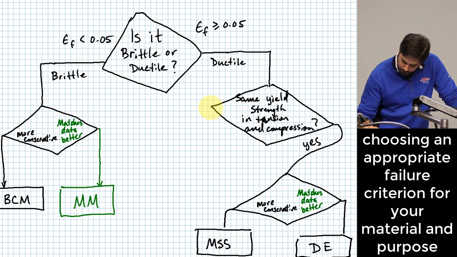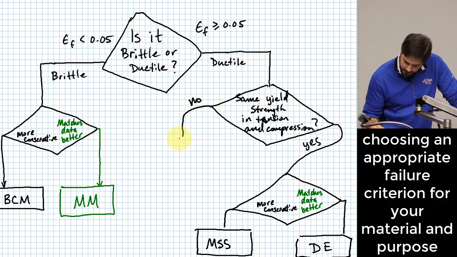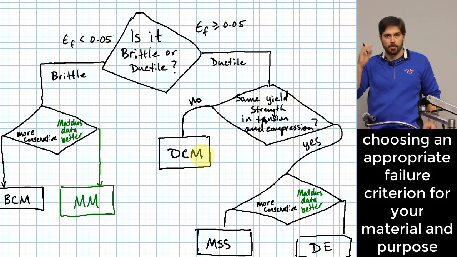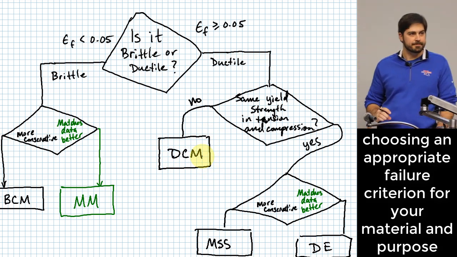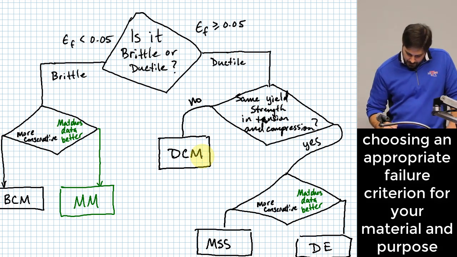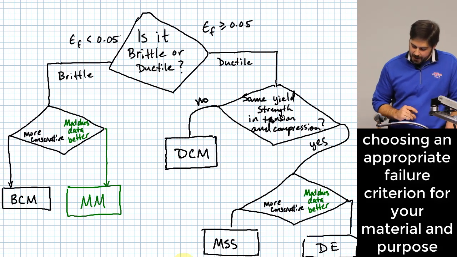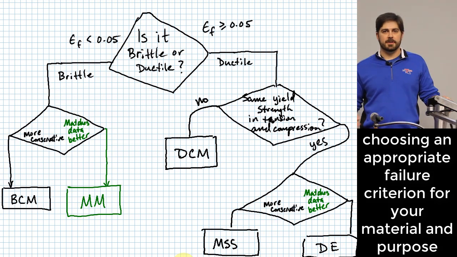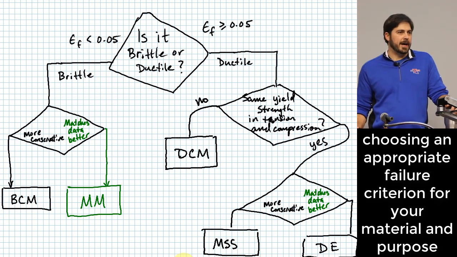Okay, what if we do not have the same strength properties over here? Okay, yeah, DCM. Right? Ductile Coulomb Mohr, because remember, we're over on the ductile side of the whole question. Okay? And so if you're trying to decide on one of these criteria, this is one way that you can figure through that and figure out which one you might be most interested in.